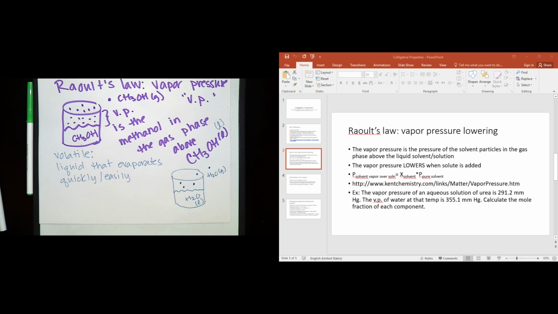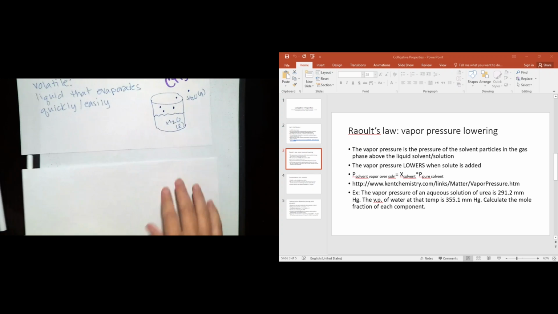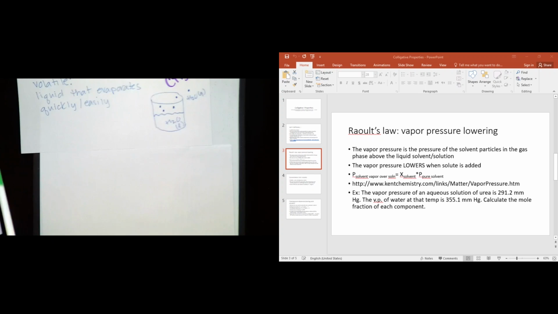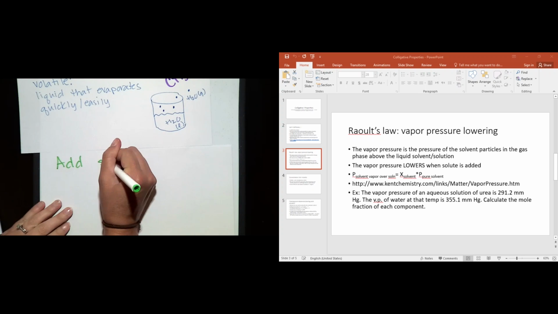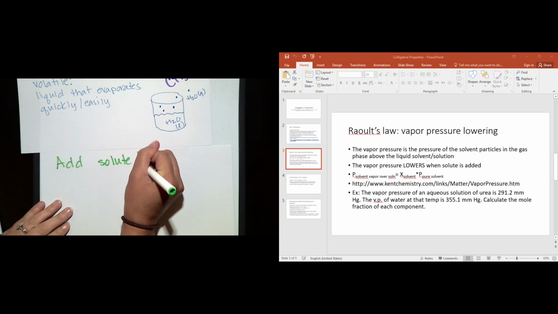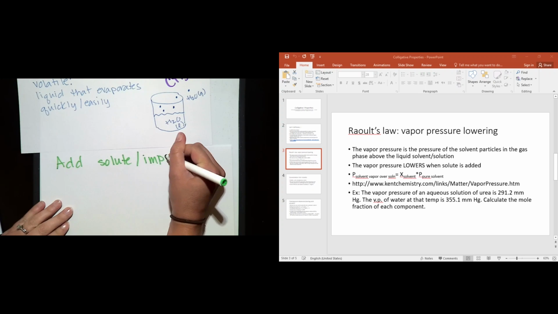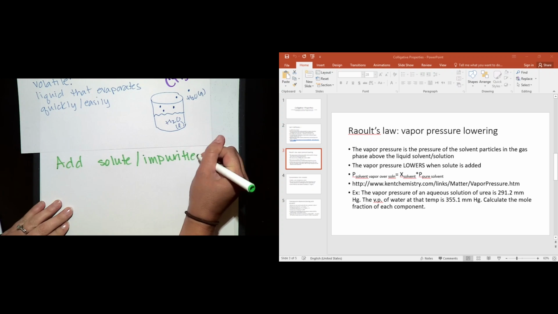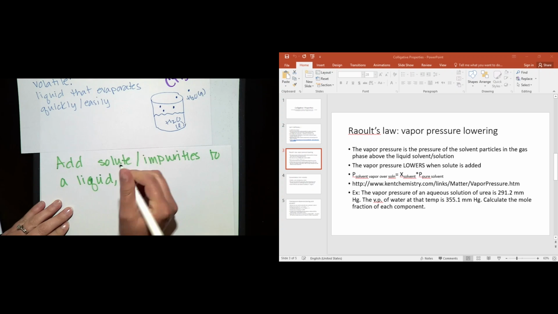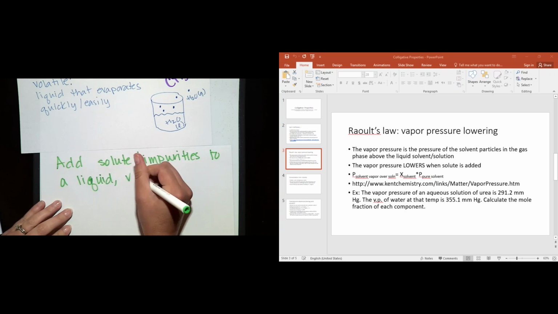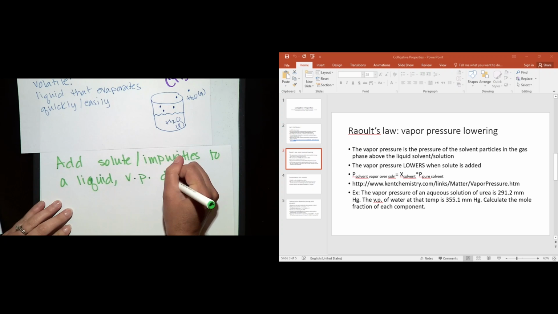Raoult's law is the law that summarizes this observation. When you add impurities or a solute, you could also call it a solute, to a liquid, the vapor pressure decreases.